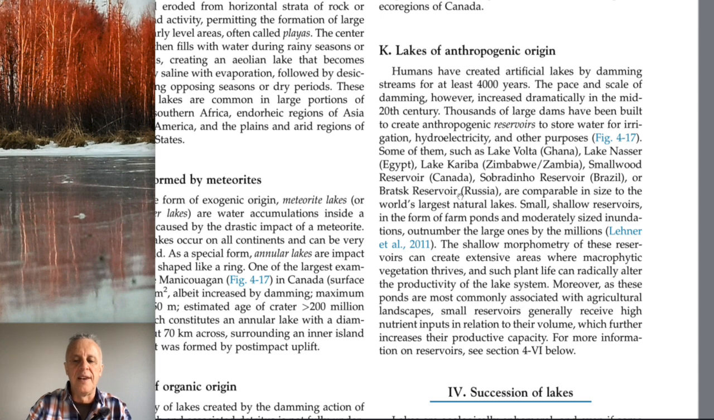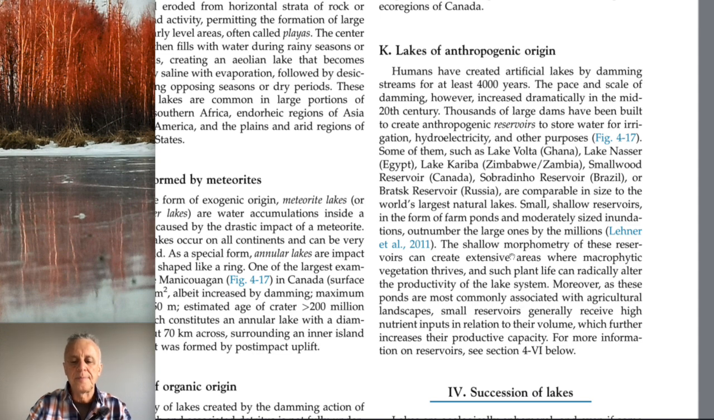Some of them, such as Lake Volta in Ghana, Lake Nasser in Egypt, Lake Kariba in Zimbabwe and Zambia, Smallwood Reservoir in Canada, Sobradinho Reservoir in Brazil, or Bratsk Reservoir in Russia, are comparable in size to the world's largest natural lakes. Small shallow reservoirs in the form of farm ponds and moderately sized inundations outnumber the large ones by millions.